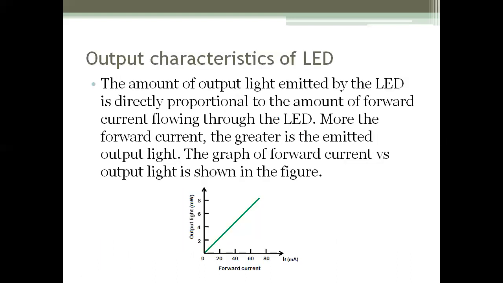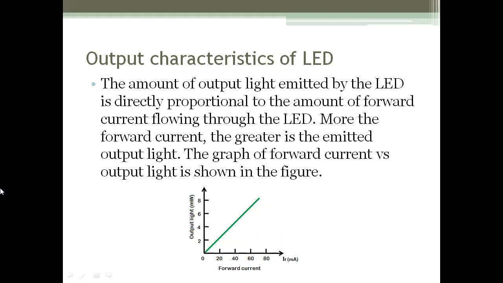So coming to the output characteristics of LED, which we can draw between two different characteristics. One is between input voltage and output current, and the other is between output current and output light. Here on the screen, you have a characteristic figure between output current and output light. The amount of output light emitted by the LED is directly proportional to the amount of forward current, which means that if the current starts, only then the light starts glowing in the circuit. So that's why output current is always directly proportional to output light intensity.